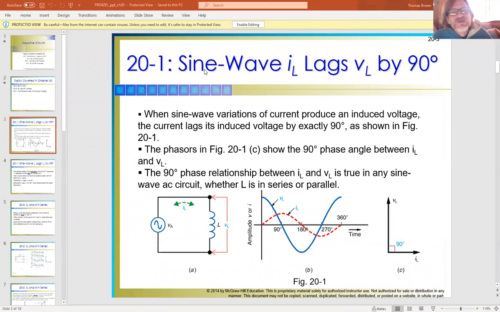So when the sine wave variations of the current produce an induced voltage, remember, we're looking at just a purely inductive circuit, right? So it'll be exactly 90 degrees as we see here in figure 21. The lab we had didn't give a straight example of this because we had the resistor in there, so we didn't get a pure 90 degrees. But we did get to see that the shift happens in the opposite direction of the capacitor, right?